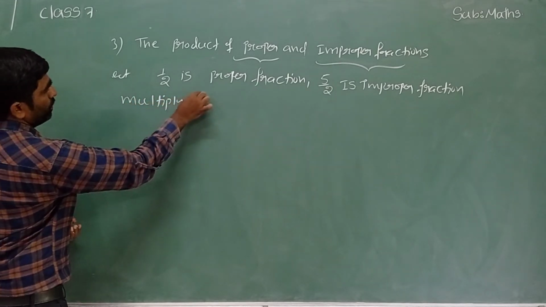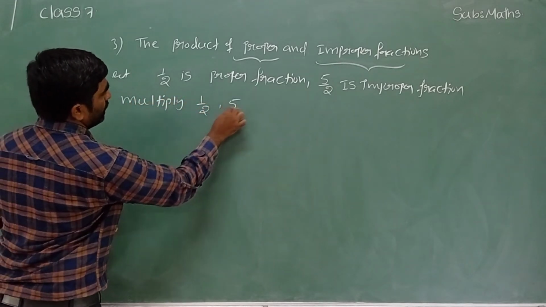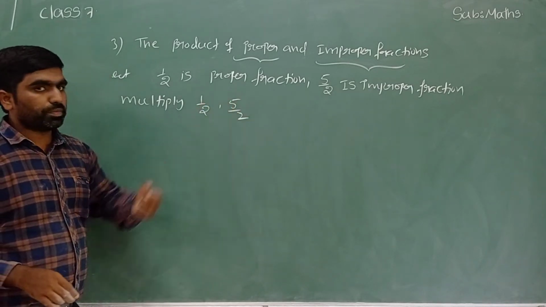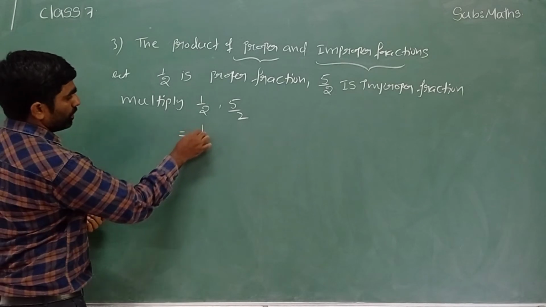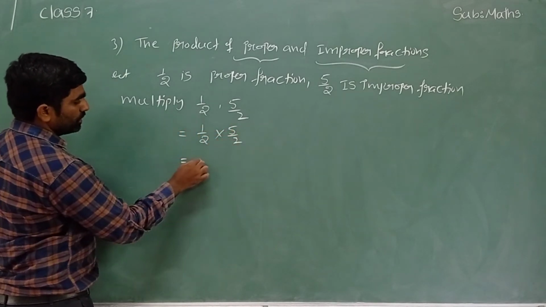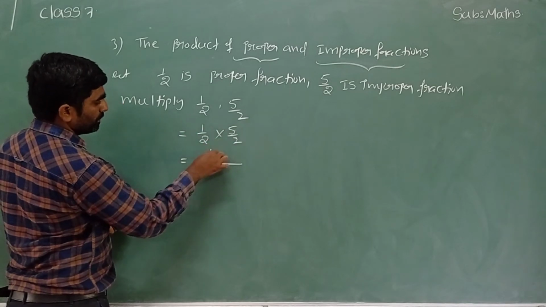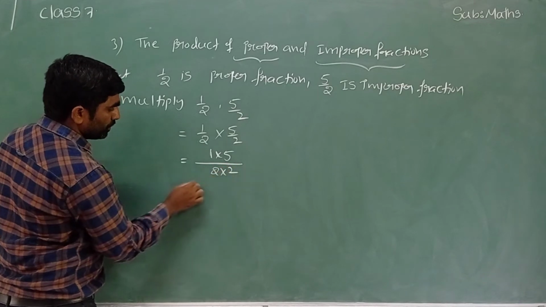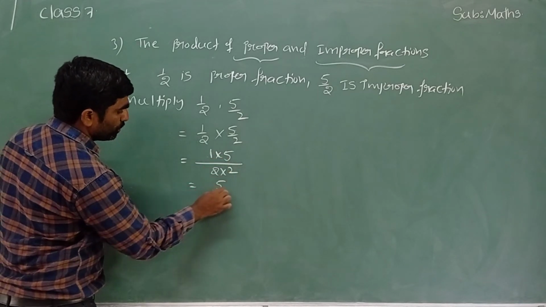Multiply 1 by 2, comma, 5 by 2. Now multiply both, one proper fraction and one improper fraction. 1 by 2, a proper fraction, is multiplied with an improper fraction. So multiply their numerators and multiply their denominators. 1 5s are 5, by 2 2s are 4.